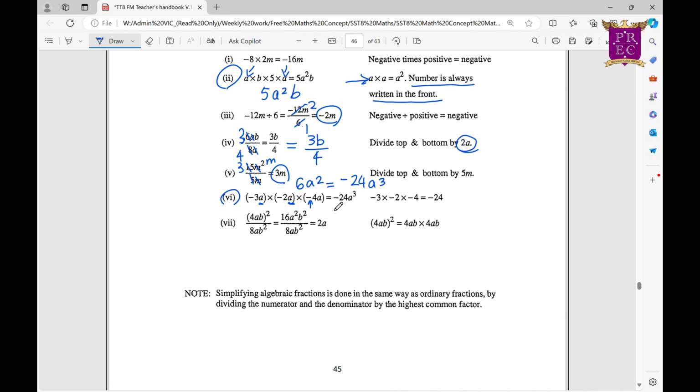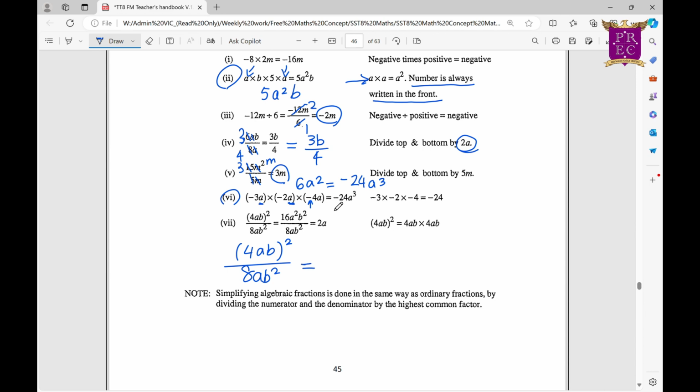And so for 7, we'll just go through it methodically. First it gives us 4ab all in a bracket, and all of it is squared. That's essentially asking us to square everything within the bracket. So if you ever get a bracketed number and then there's a power symbol, always make sure you apply it to every single number, including the coefficient and the pronumeral.